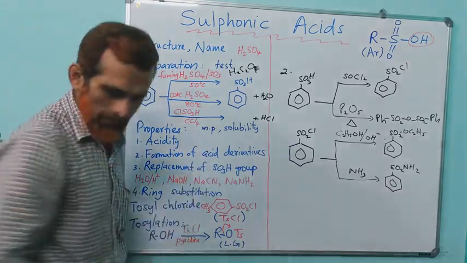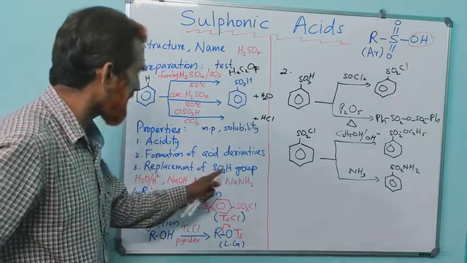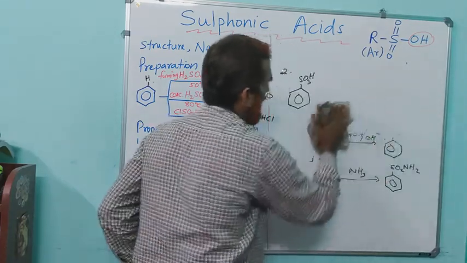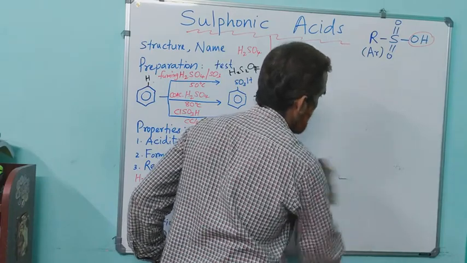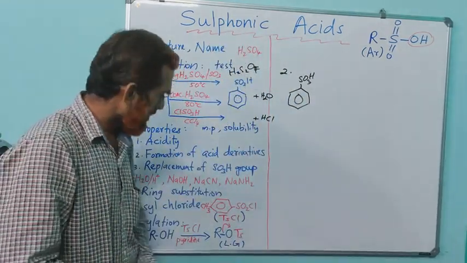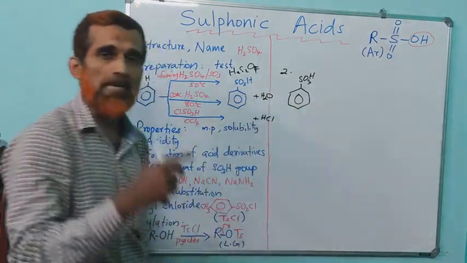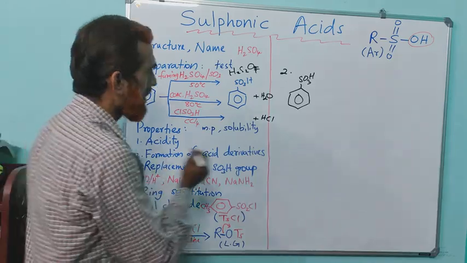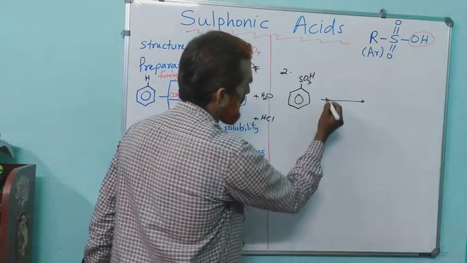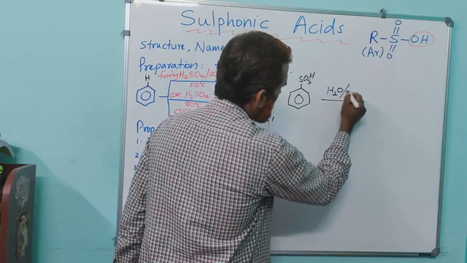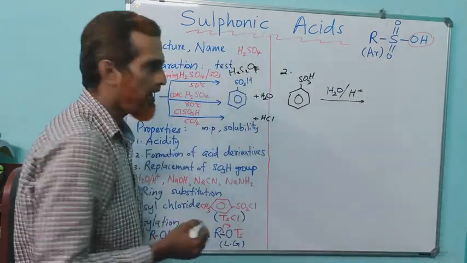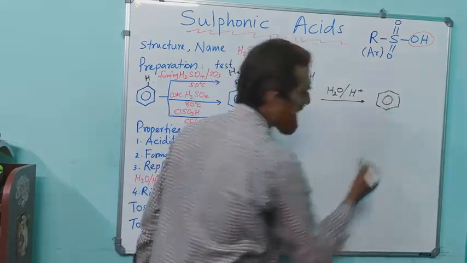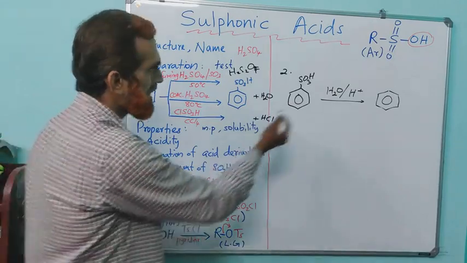Now coming to another kind of reaction, that is replacement of the SO3H group. See, this SO3H can be easily replaced by various reagents. That is one advantage of SO3H. It can be easily expelled or substituted in various reactions. For example, sulfonic acid, if it is heated in presence of acid, it undergoes hydrolysis and produces benzene. So it easily gives benzene.